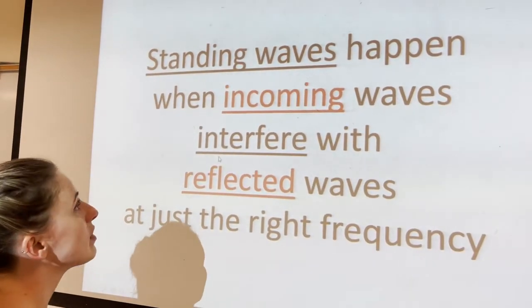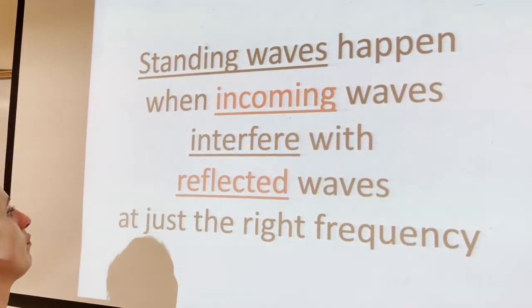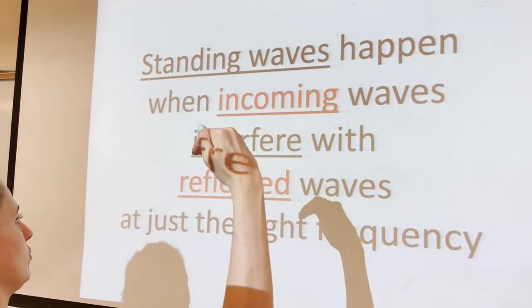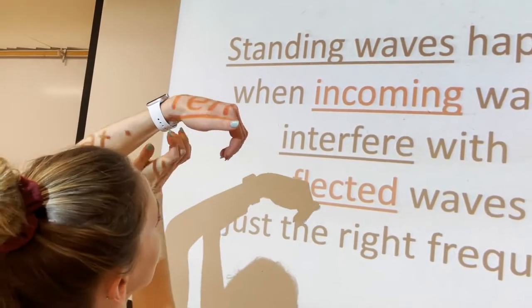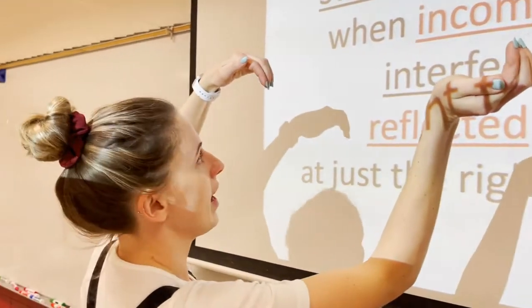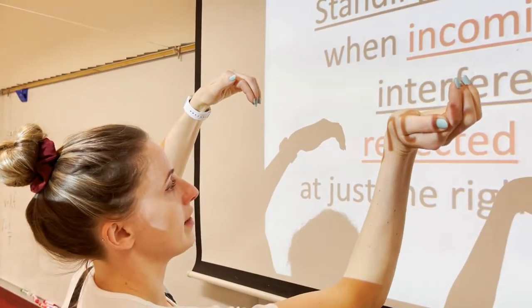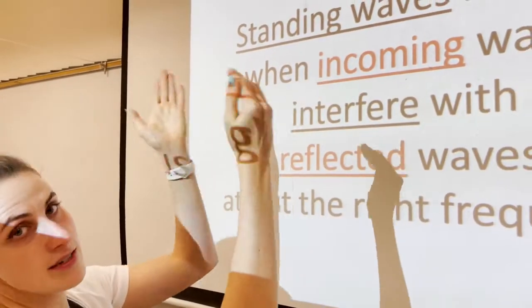So standing waves happen when incoming waves interfere with reflected waves, right? So we've got a wave that comes in, we send another wave, this wave comes back here, now we've got some interference, they move through each other, and we've got some interference there. Now, when they interfere at just the right frequency, that's when we see our standing waves.